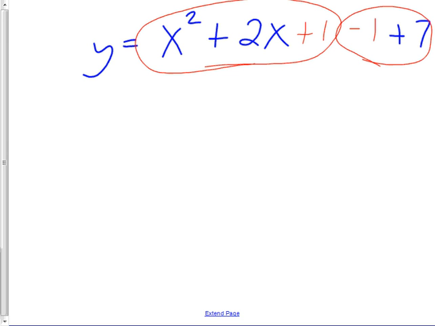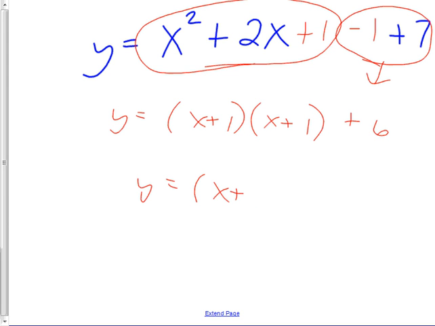Over a little further. Okay, good. Almost everybody. x plus 1 and x plus 1. You'll learn eventually that you can just write that right away as x plus 1 squared. And then this part right here, plus 6. So you can jump right to x plus 1 squared plus 6.